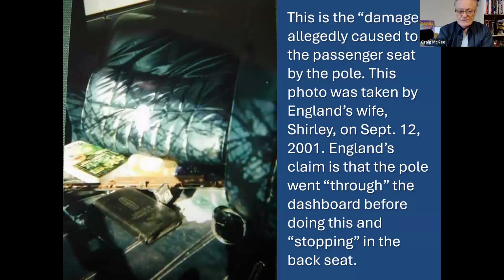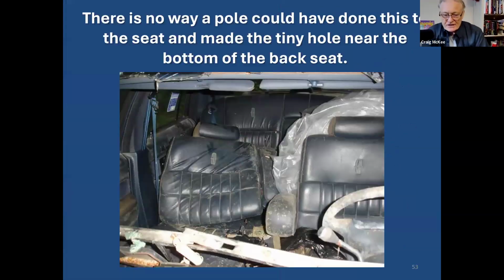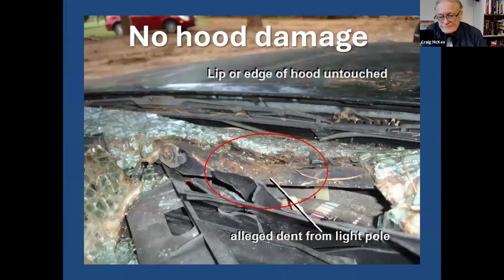This is a shot taken in 2001 that you can see the front passenger seat bent back, not ripped, but bent. And here's a shot from 2008. Again, you can see how would a pole going through at that velocity bend a seat and then go down and make a small hole at the bottom of the back seat. It's just impossible. Another thing that's impossible is you can see the crushed dashboard, which normally would be up near where the lip of that hood is, but somehow the pole was able to crush the dashboard, but it didn't damage the hood. Again, how is that even possible?